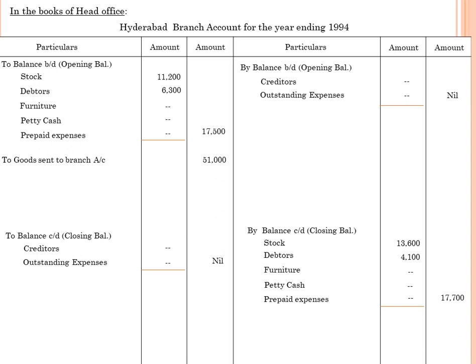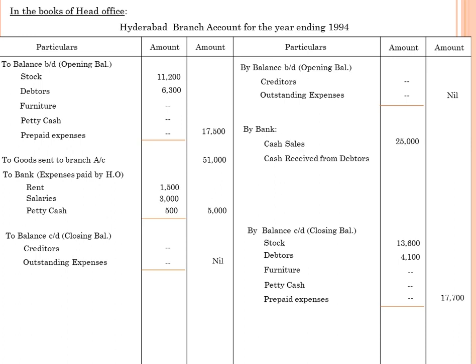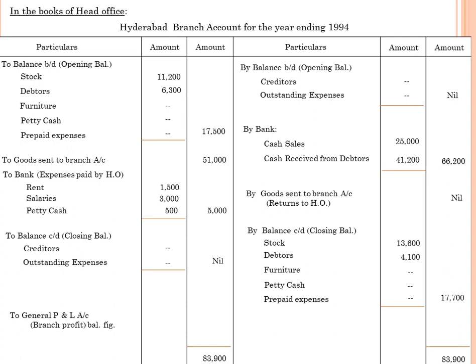To goods sent to branch 51,000, and to bank, expenses paid by head office one by one, rent 1,500, salaries 3,000, petty cash 500, and total 5,000 rupees. On the credit side, by remittance, bank one by one, cash sales 25,000, cash received from debtors 41,200, and what is the total? 66,200 rupees. And by goods sent to branch returned to head office, here not given. And find the total. On the credit side we have an excess amount, yes, 83,900. The same value you record on the debit side, how much? 83,900. And find the balancing figure. That balancing figure we call the branch profit, 10,400 rupees.